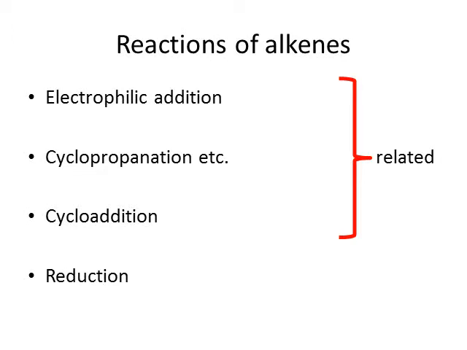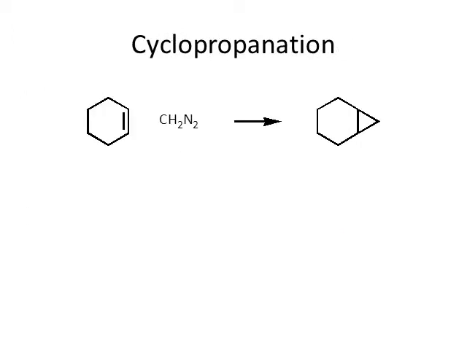All right, let's proceed on. That's electrophilic addition, which is really the main reaction type of alkenes. We're going to go through three more reaction types. For instance, cyclopropanation, etc.